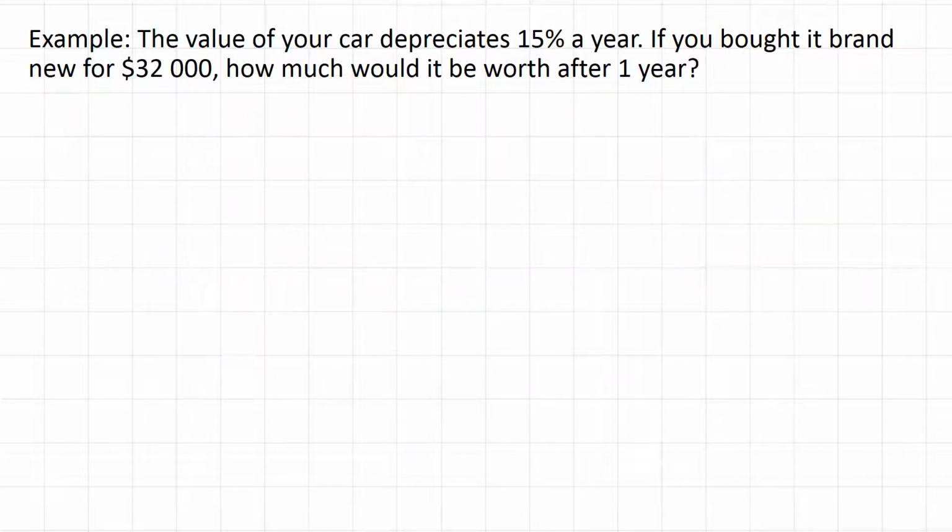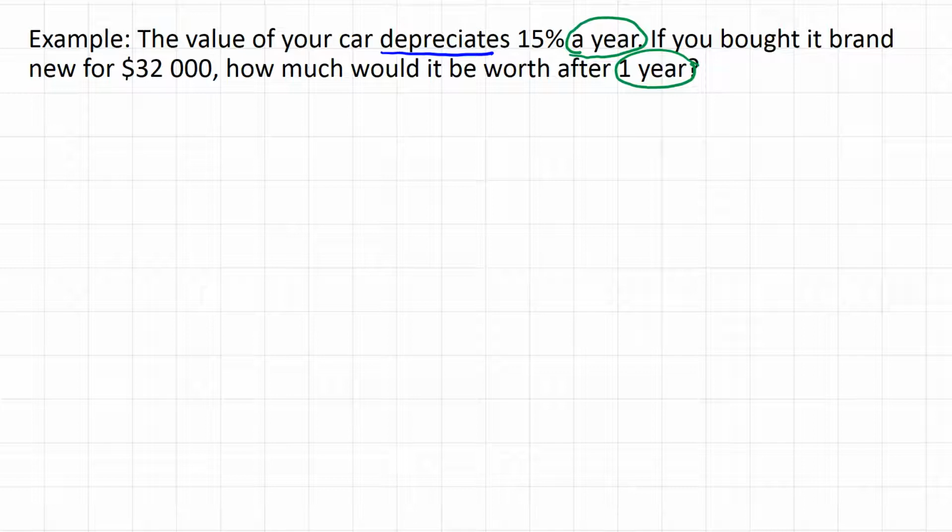So not everything grows with time. Some things get smaller with time. So the value of your car, for example, is less and less with every year that you drive it. That's called depreciation. And in this case, the problem is that it depreciates 15% a year. If you bought it brand new for $32,000, how much would it be worth after 1 year? So let's first check to see if it's a one-step problem or a two-step problem. So this is how much it depreciates a year, and we're asked for 1 year, so that means we should be able to calculate it in one step.